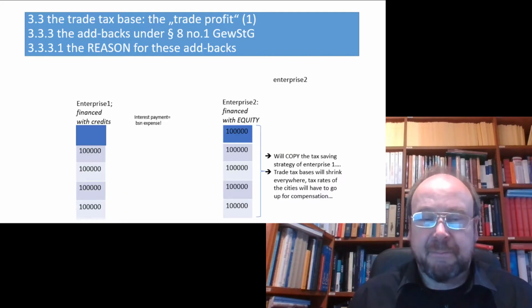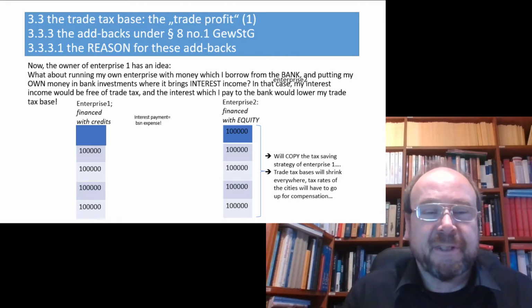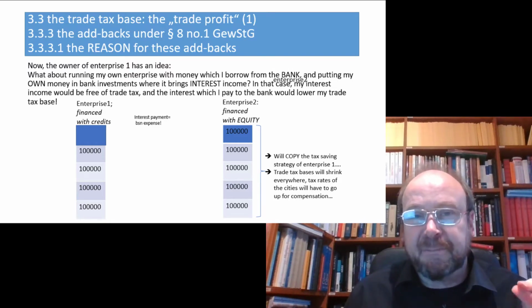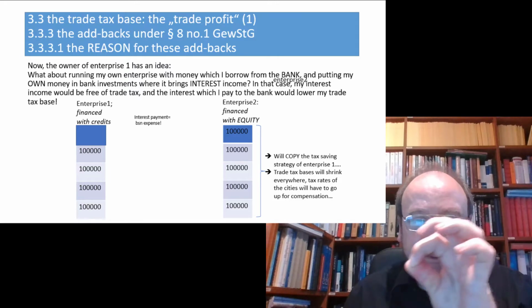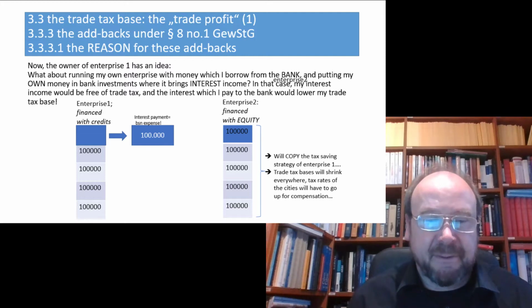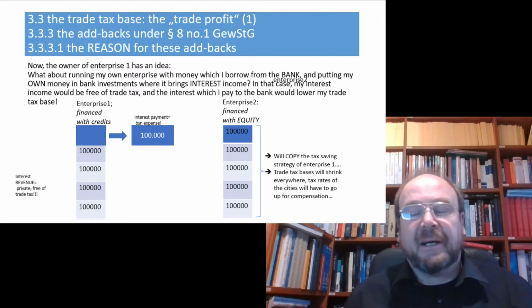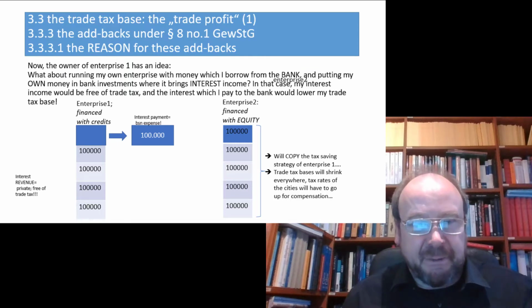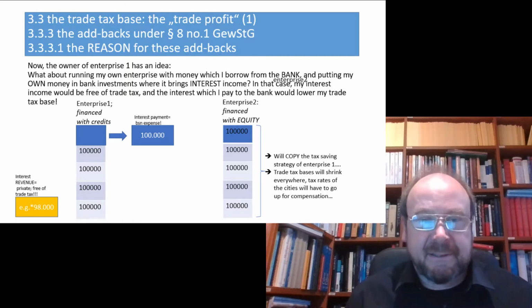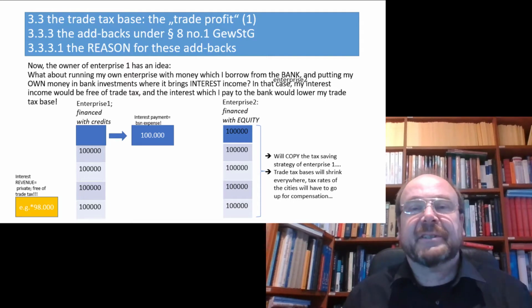Now, some business owners also are clever. So what will we find out? The owner of Enterprise 1 has an idea. What about running my own enterprise with money which is not my own? So I get a credit from the bank, I pay interest to the bank. That's interest expense. My profit goes down to 400,000. Now, the money which I own is money which I can then place in the bank. So the bank pays me interest, but the interest is interest income, and that will be taxed separately. It is not subject to trade tax.